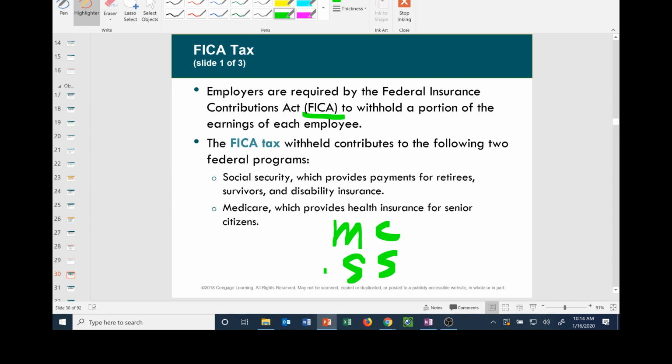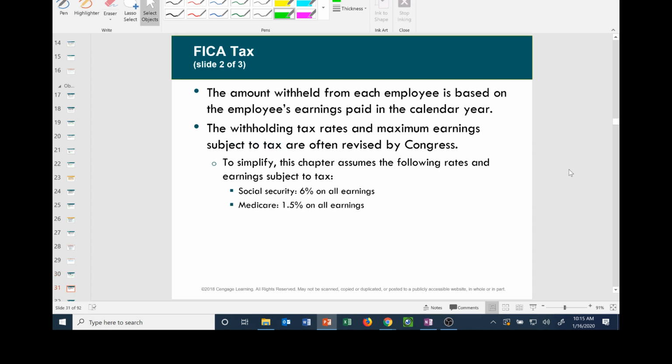Those rates basically is 1.45% for Medicare and 6.2 for Social Security. But I think this book gives you flat rates, and we'll use what the book has. Now here's the flat rates this book gives you. They'll give you 6% Social Security and 1.5%. Those are not real rates, but we will use them in this chapter.